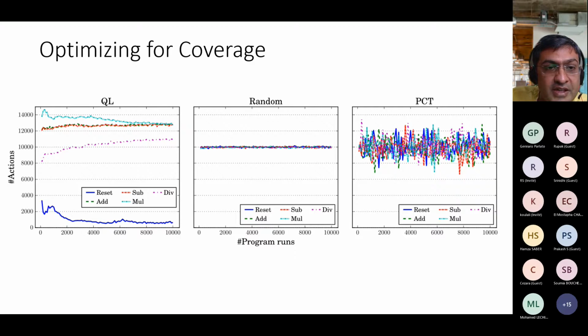And also, in fact, it learns that multiplication is pretty good, right? At least initially, multiplication is great to get new counter values, and then it kind of converges. Add and subtract are symmetric, and they stay with the same uniform probability, right? So this is evidence of learning that the algorithm is able to do based on the semantics of the program that it sees.